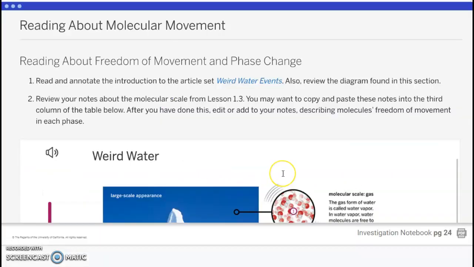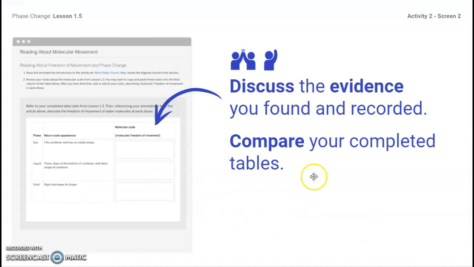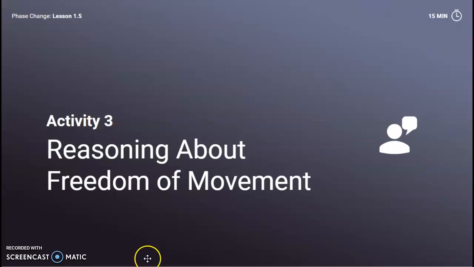I already showed this part to you. We're going to move on to the next part of it. What I want you to do is discuss the evidence you found and recorded with your group members and compare your completed tables. Do you guys have any differences? Are they the same? What do you notice about your articles? Make sure that you share that with your partners that you are working with and have a discussion about it.